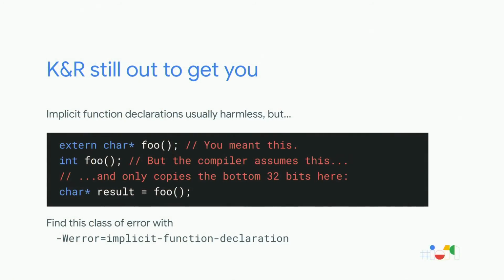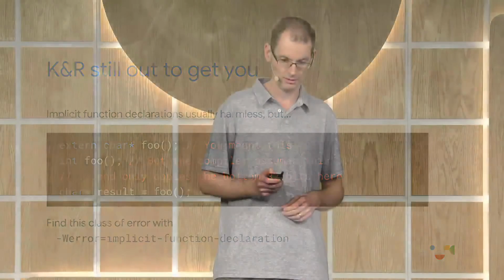So in this example, foo actually returns a char star. We didn't tell the compiler that. We ignored its warning about the implicit function declaration, and it said, fine, I'll just drop those top 32 bits. And obviously that doesn't go well at runtime. So that's the thing to add to your build if you actually want the compiler to just say, no, this is wrong, I'm not going to do that.